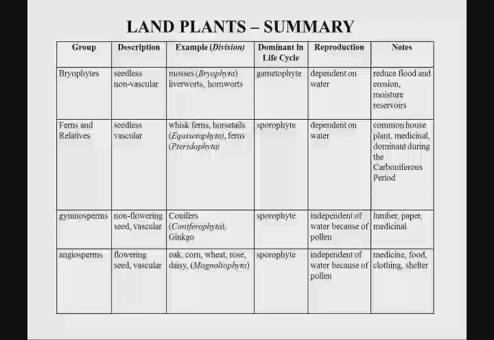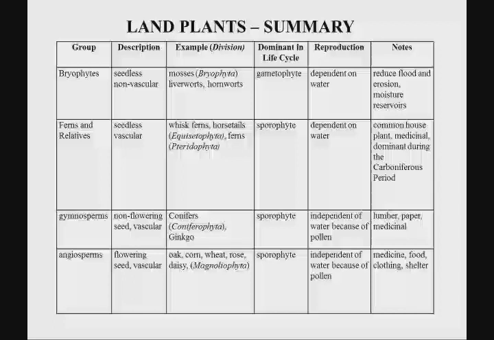The sporophyte is dominant. Most of the gymnosperms that you know are conifers in the phylum Coniferophyta. Clearly, we use gymnosperms for medicinal uses, paper, lumber. We build our shelter out of gymnosperms.